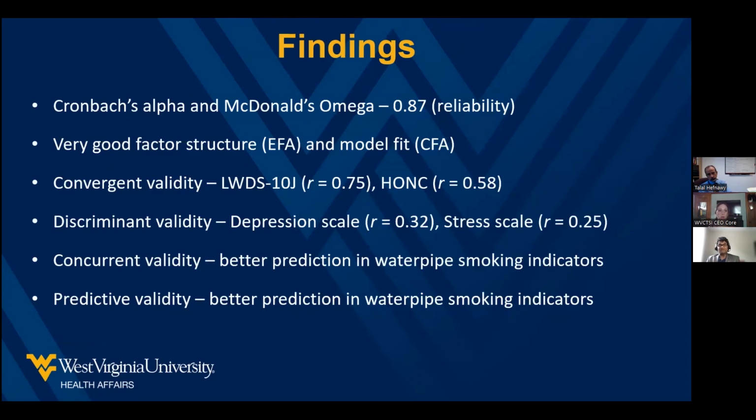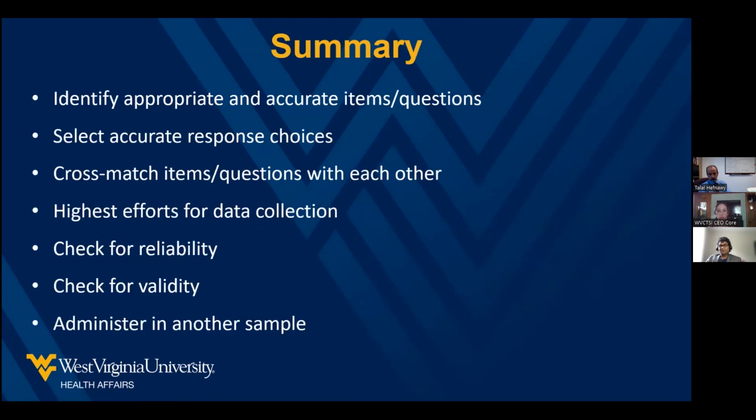You can find the findings. The Cronbach's alpha was 0.87, which is very good. It was a very good factor structure for the CFA, and the convergent validity was like 0.75 and 0.858, which is good. Discriminant was less than 0.50. Concurrent validity, it could predict the smoking pattern or the indicator, which is good. And the predictive validity was also good. It could predict the smoking pattern and the indicators.